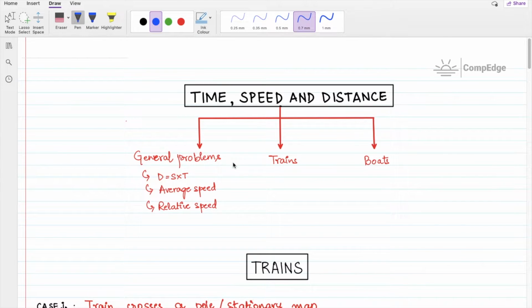In the previous class, we learned everything about the general problems regarding the relationship between distance, speed and time, and then we studied the average speed concept, then the relative speed concept. Now in this class, we are going to study the application of the concepts that we studied in the previous class to the concept of trains. Now let us get into it.